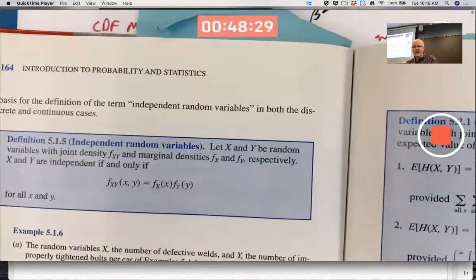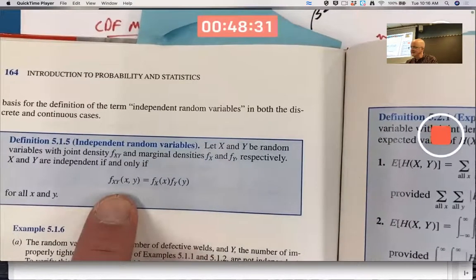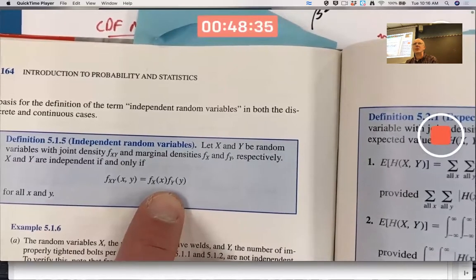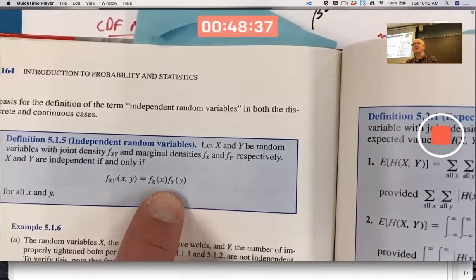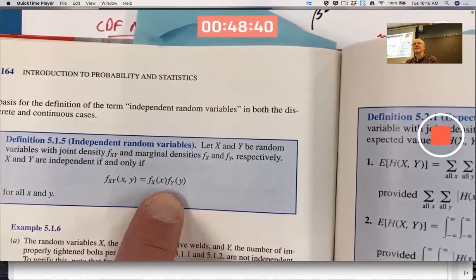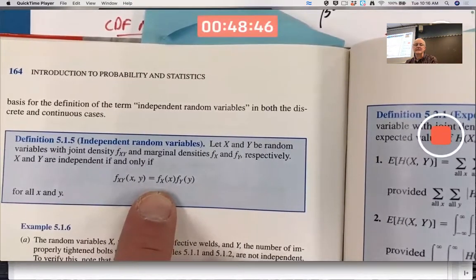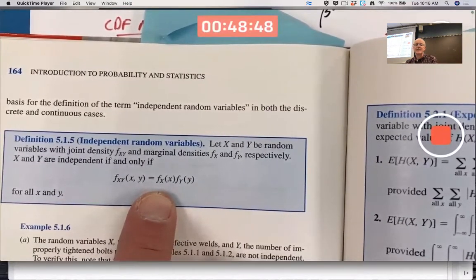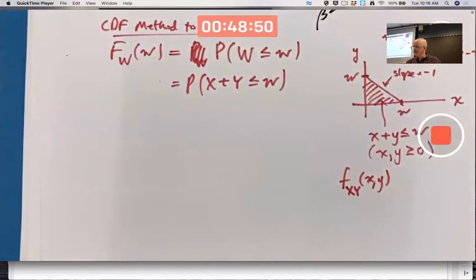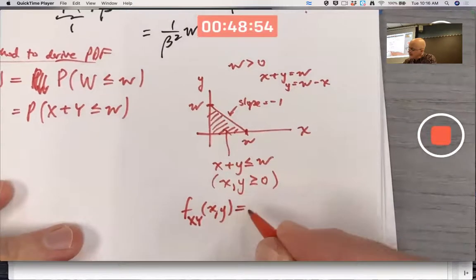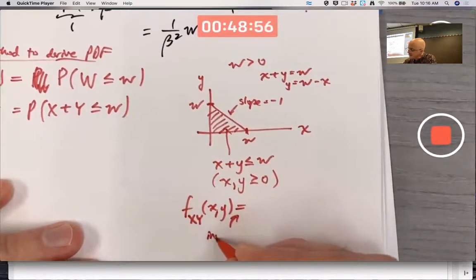X and Y are independent if and only if the joint density is the product of the marginal densities. That was a true false question written in words, and the answer was true. That's the definition of independence, not a theorem to prove. This is what independence means. And so I'm going to use that here.